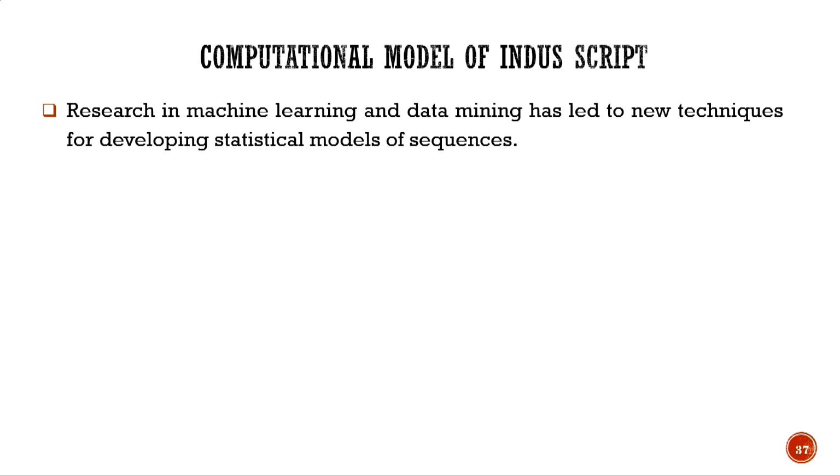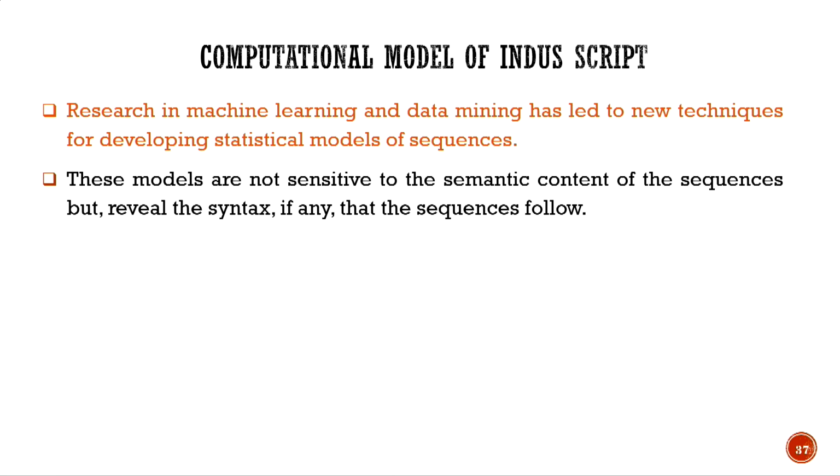After this, we resorted to current-day machine learning techniques to build a computational model of the Indus script. Research in machine learning and data mining has led to new techniques for developing statistical models of sequences. These techniques are quite generic. They are used for analyzing various types of sequences: sequences of words, sequences of characters, sequences of amino acids, which is the protein, ATGC sequences, that is DNA sequences, and so on. Even musical notes. These models are not sensitive to the semantic content of the sequences, but reveal the syntax, if any, that the sequences follow.